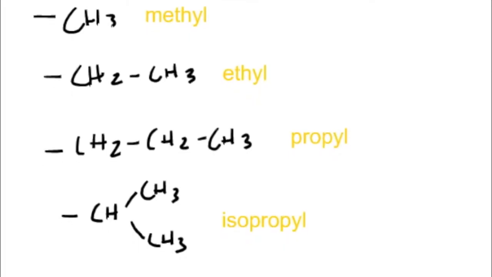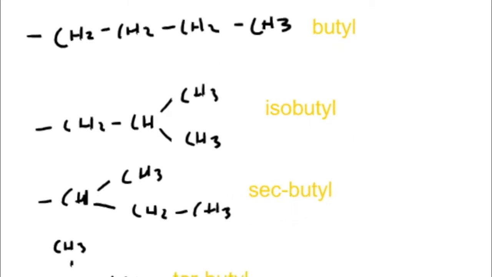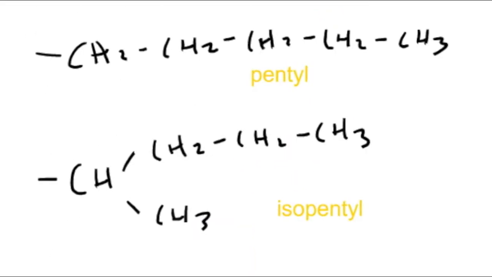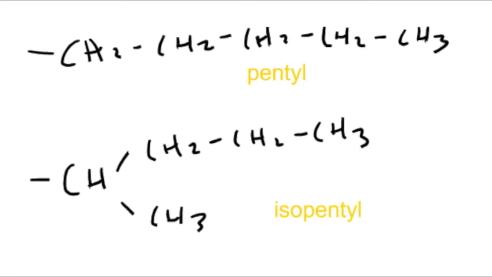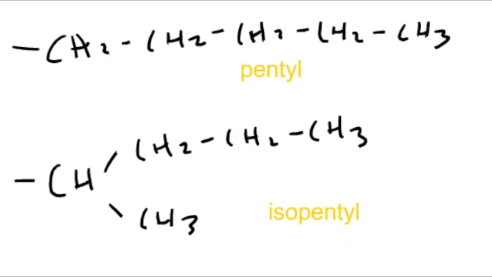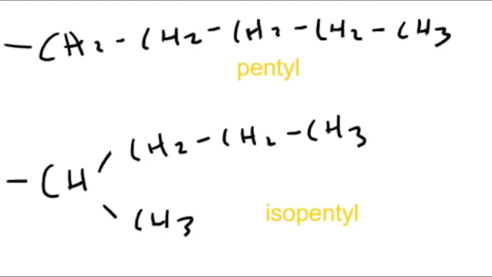It's also very important to know the alkyl groups. The alkyl groups are a set of radicals that can be attached to the main chain of carbons in a hydrocarbon compound. Methyl, ethyl, propyl, and isopropyl. Butyl, isobutyl, sec-butyl, and tert-butyl. Pentyl, isopentyl, and you basically continue that way, adding carbons and adding prefixes, but always ending with the suffix -yl. Now that we know all of this, naming with IUPAC rules will be so easy.